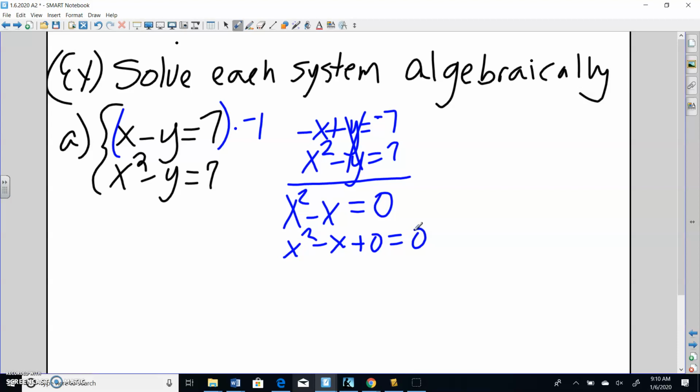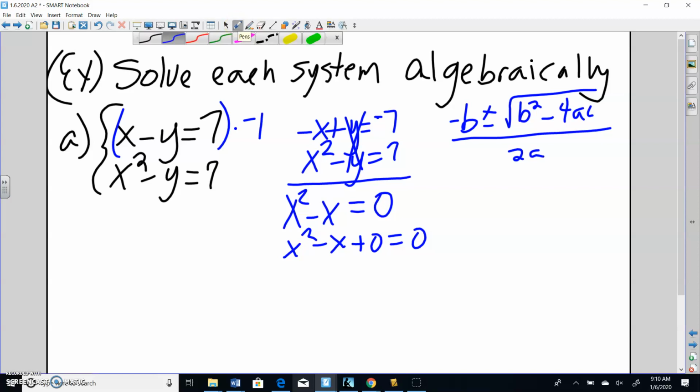I don't know if we've talked about factoring a whole lot in here just yet, so we're going to use the quadratic formula. Remember, it's the opposite of b plus or minus the square root of b squared minus 4ac, over 2a. Because we're trying to solve this equation. We're trying to find x, and then we can find y. We have everything on one side equal to 0, so we can identify a, b, and c.